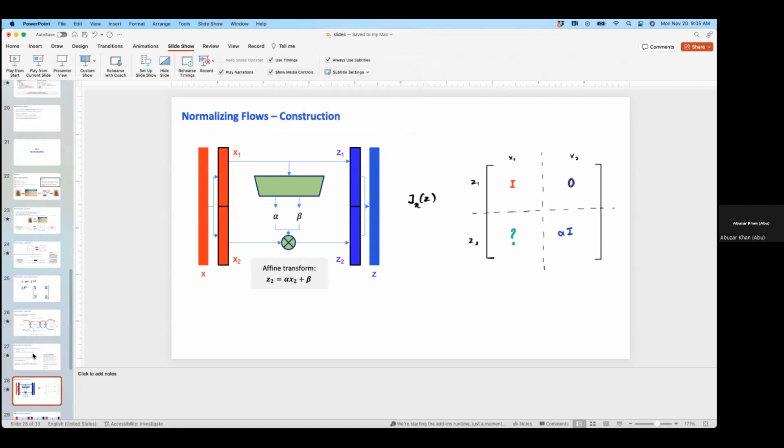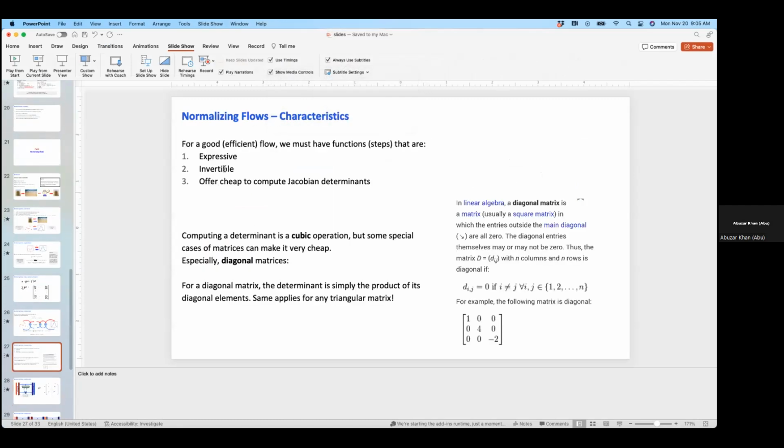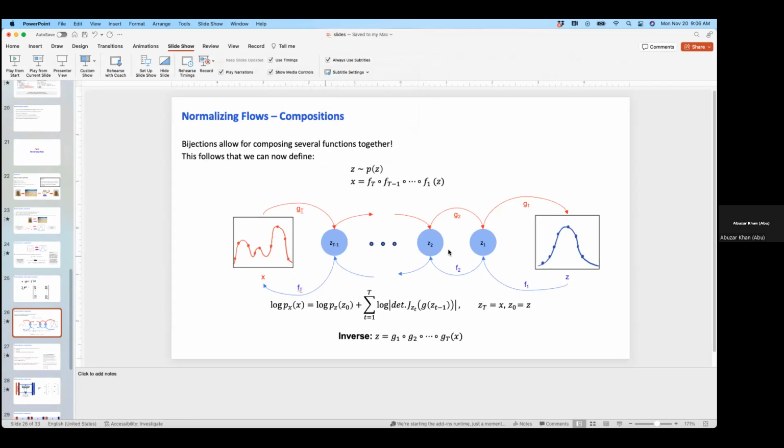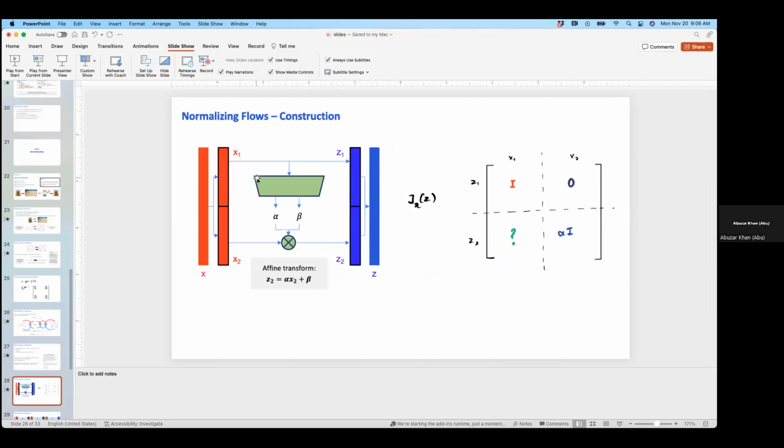We were able to satisfy invertibility. We were able to satisfy offering cheap to compute Jacobians. The way we satisfy expressiveness is in two parts. One, we do it by having several stages, right? So that we can incrementally apply transformations to destroy our given distribution to reach the normal distribution. The second way we do it is by giving depth to this neural network here for it to be able to capture more and more complexity in the data, right?